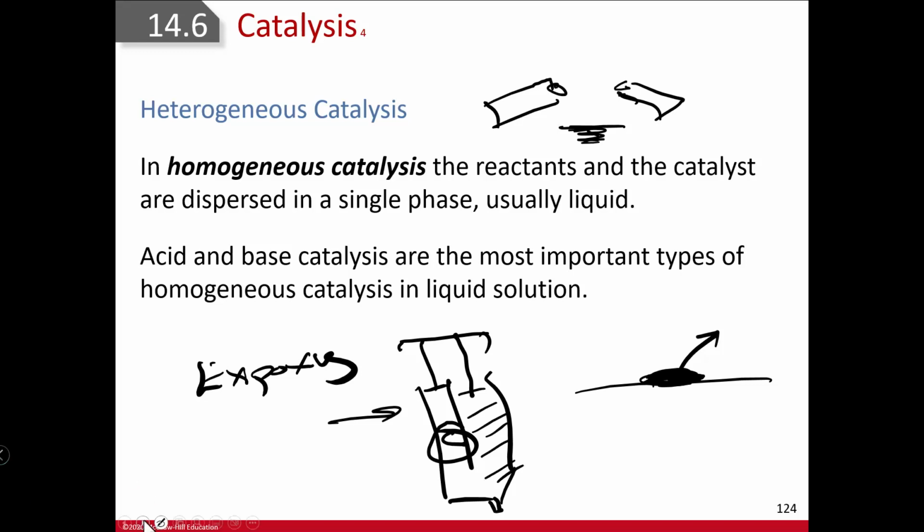So homogeneous means same phase. They're both liquids. Both liquids. That's easy to remember. Both gases. They're both the same phase. It can be both gases, both liquids, both solids. I can't think of a solid catalyst, but there may be one. And then heterogeneous means they're separate.